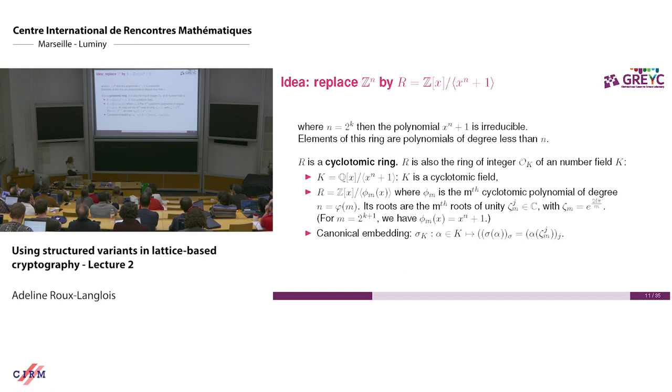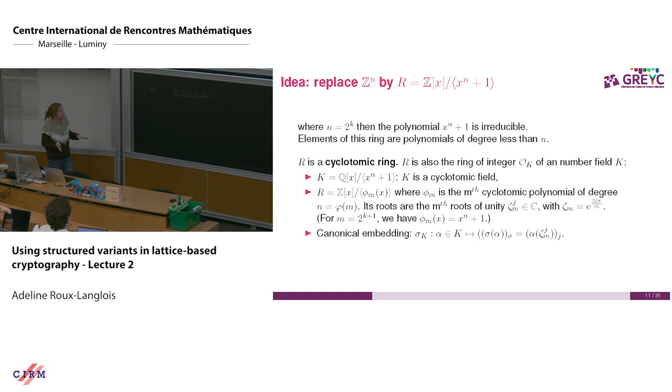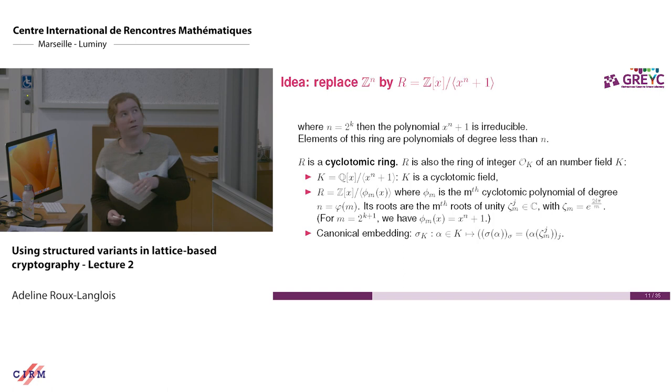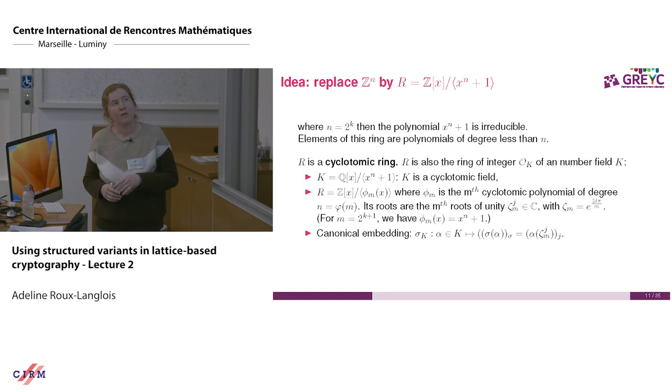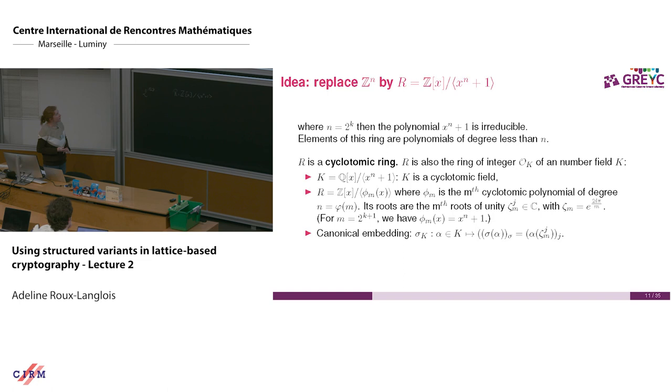So n is a power of 2, then the polynomial x to the n plus 1 will be irreducible. It's important. And elements of this ring are only polynomials of degree less than n, okay? What is interesting for us is that R is a cyclotomic ring. So it's interesting because it's also the ring of integers of a number field. And we will use those properties after. Let's say that in cyclotomic fields, lots of things are easier. So I give a bit more details on this definition. You can also see R as the polynomials quotiented by phi of m, which is the mth cyclotomic polynomial of degree n, where n equals the Euler function of m.